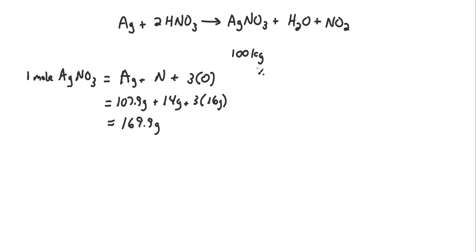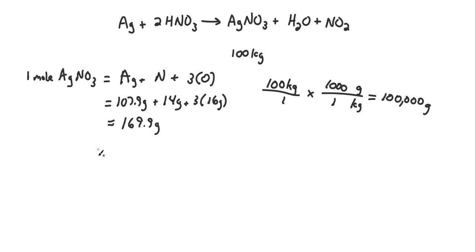Now we've got kilograms here, so we've got to convert our kilograms to grams. This you should be very familiar with, but I'm just going to run through it really quick just in case. We've got 100 kilograms per 1 times, we're going to want to get rid of kilograms, put those on the bottom, grams on the top. 1 kilogram is 1,000 grams, so 100 kilograms is 100,000 grams.